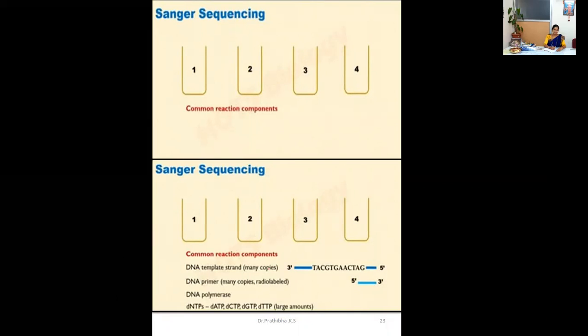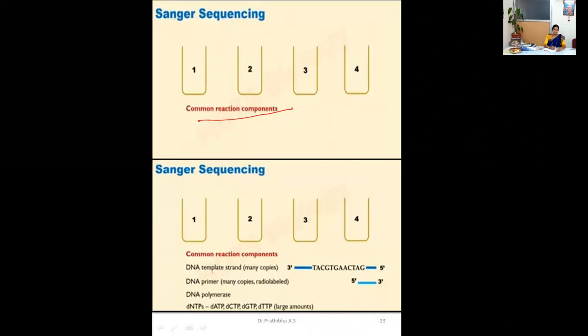Now let us understand this experiment with these four reaction tubes of Sanger's method. Here you can see the Sanger sequencing reaction tubes. These are the common reaction components available in the four reaction tubes. In Sanger sequencing, the common components include the DNA template strand. We are going to provide many copies of the DNA template strand, which needs to be single stranded. If we don't have single stranded DNA, we need to denature it by heating. Then in the reaction tube, we need to provide many copies of primer, and these DNA primers are also radiolabeled.